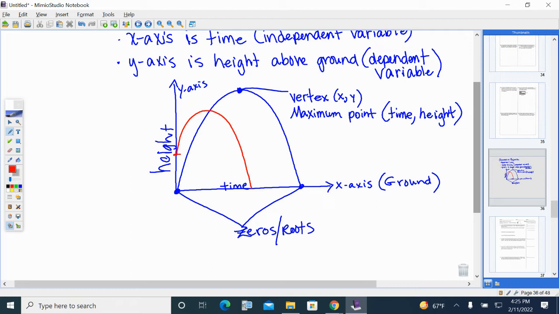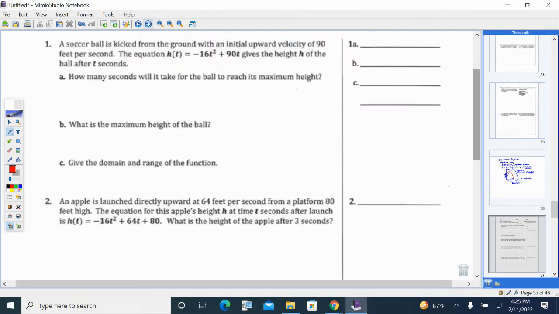But the other key feature here is the vertex. The turning point at the top of the parabola is called the vertex, and that has an ordered pair, x, y. It's the maximum. We also call it the maximum. That should be a familiar vocabulary word there. And again, because we're talking about projectile motion, the x is your time, the y is your height.